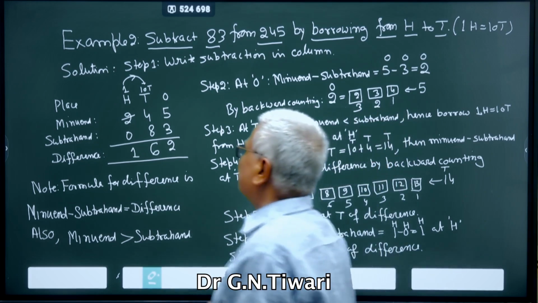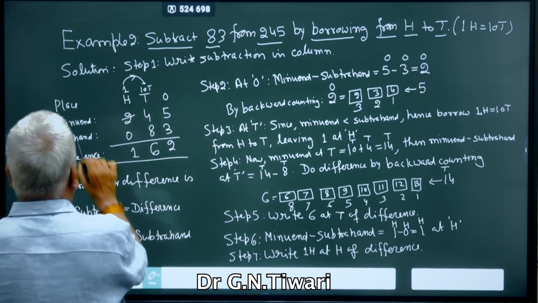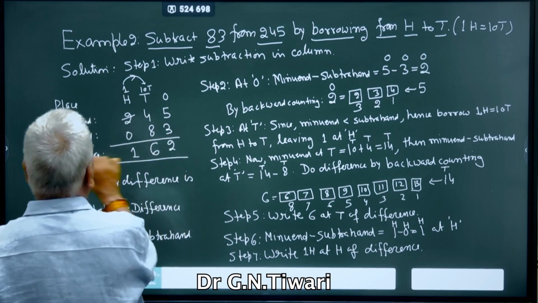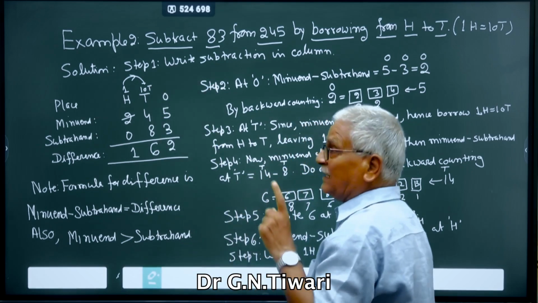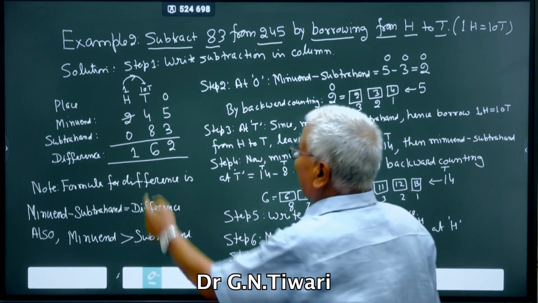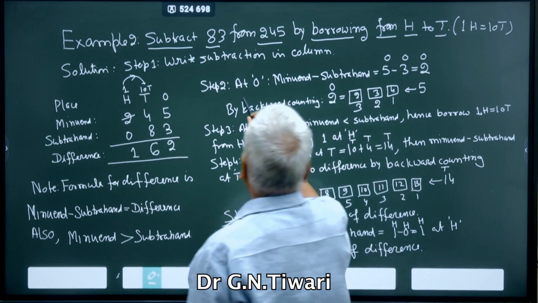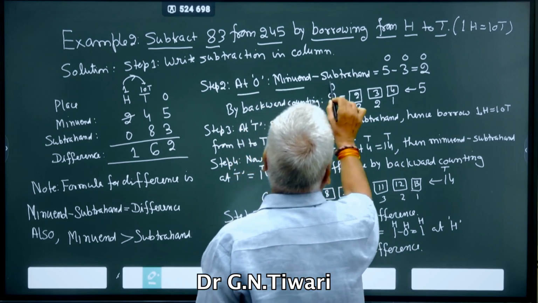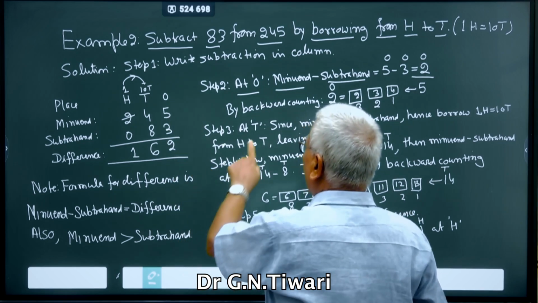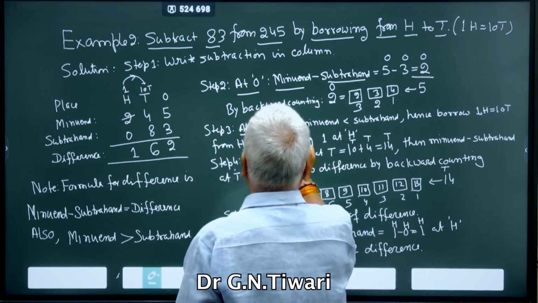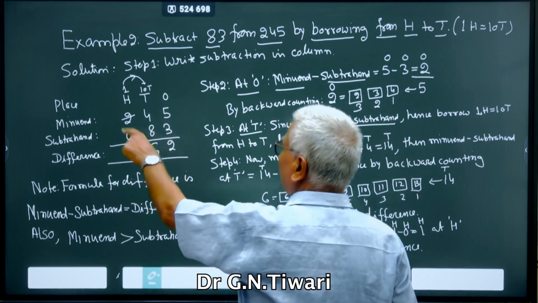Now just see again. Write the place values: ones, tens, hundreds. The minuend is 245 and the subtrahend is 83. Now we have to find the difference, and the question is borrowing from H to T. So at O, minuend minus subtrahend is equal to 2, so I have written 2 here. But at T, since the minuend is less than the subtrahend, the minuend is less than 8.